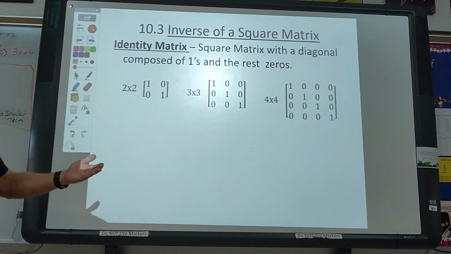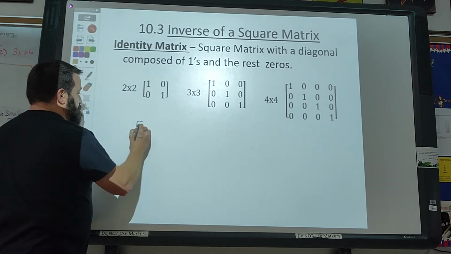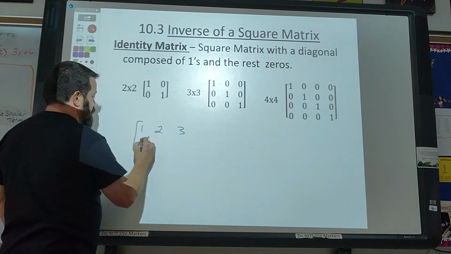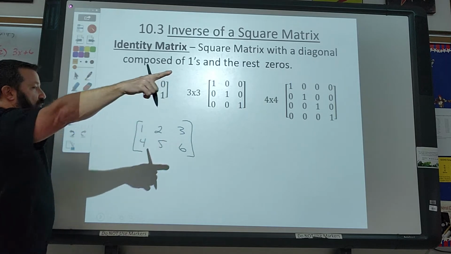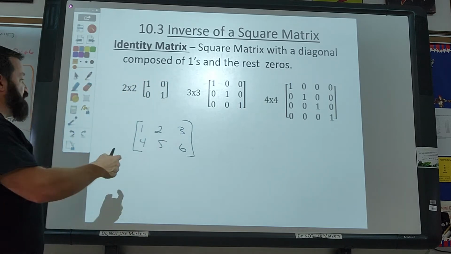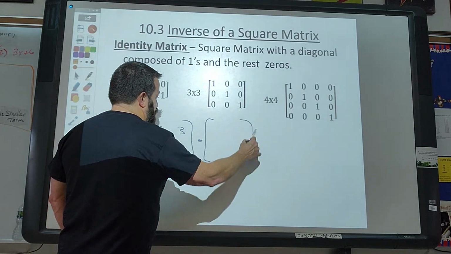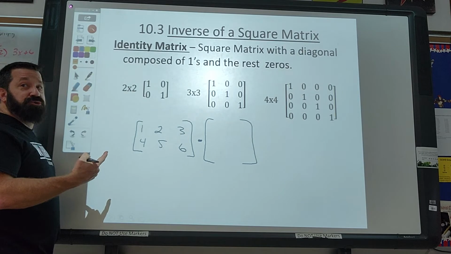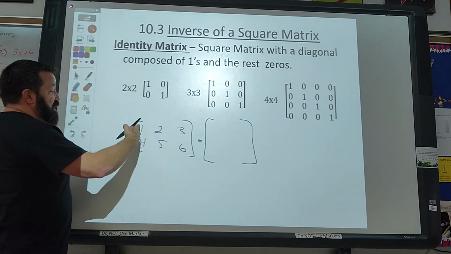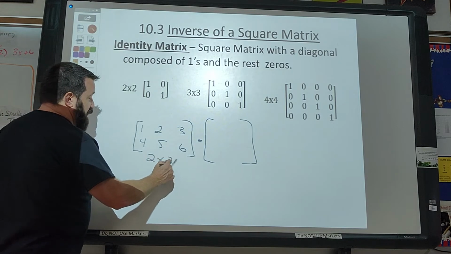So like 5 times 1 is still 5. Well, if I have a matrix, I'm just going to make one up, 1, 2, 3, 4, 5, 6. You might say, well, why do you have infinitely different matrices? Well, it has to do with what you can multiply by. If I'm going to put a matrix over here that I'm going to multiply by, it has to fit within the rules of multiplying matrices. And this matrix has 2 rows and 3 columns. It's a 2 by 3.